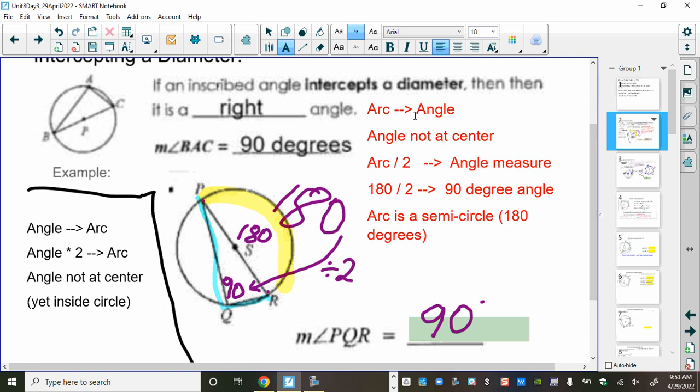So basically, arc to angle, divide by 2. Angle to arc, multiply by 2. That's what you do. Again, your angle's not at the center. Now, let's say if the angle was at the center, which we'll talk about now, do we have to multiply or divide by anything? Or were the arc and angle the same if the angle was at the center? Anybody remember?